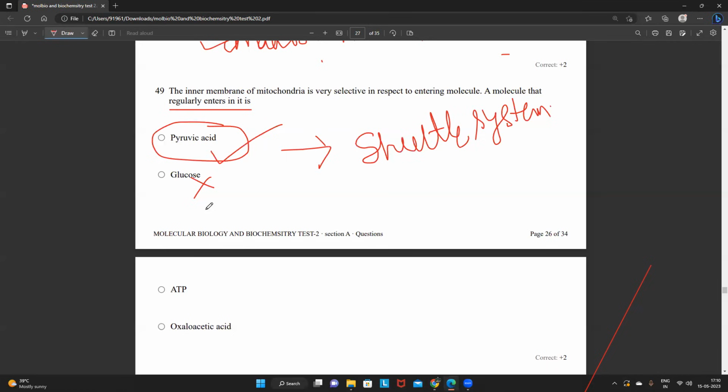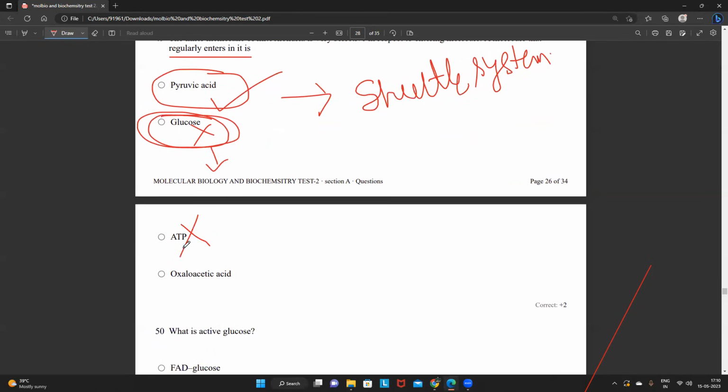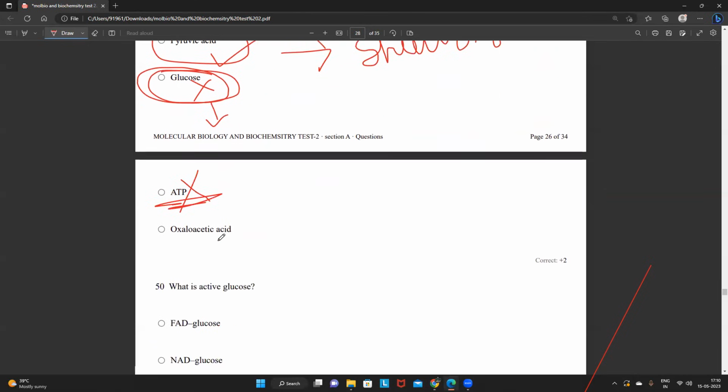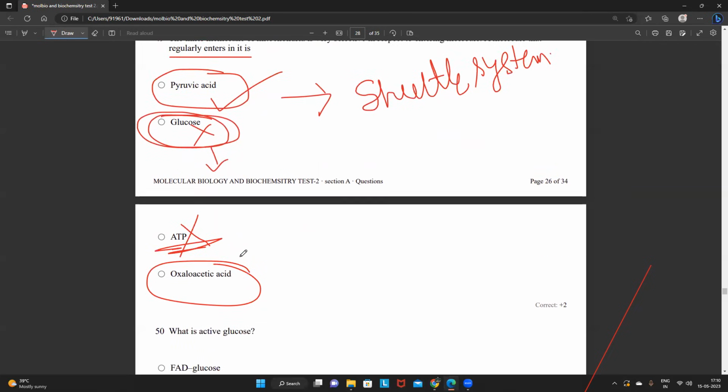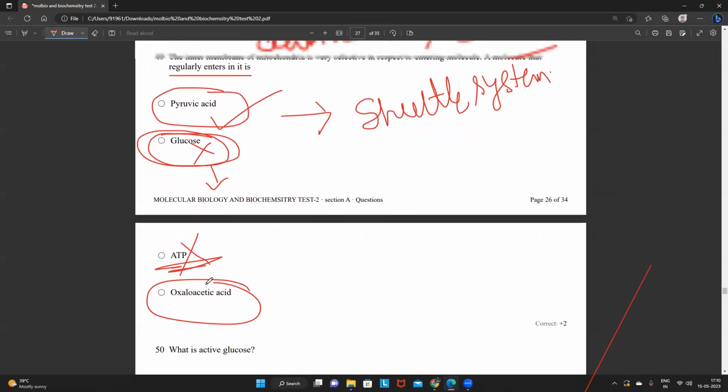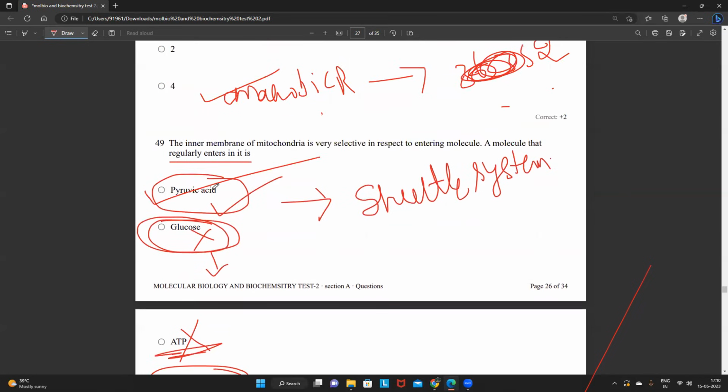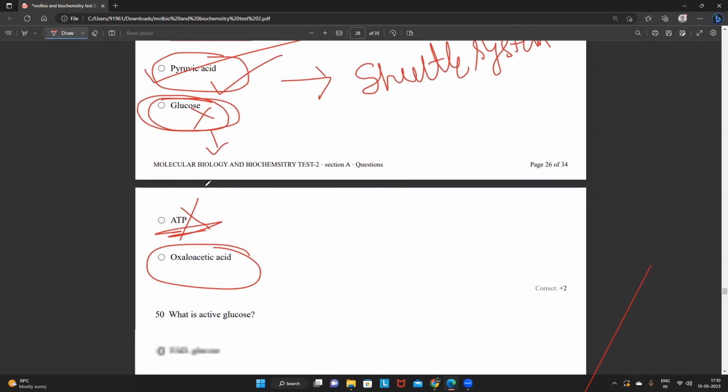Glucose never enters. Glucose will follow facilitated diffusion sometimes, and sometimes it will show active transport. Anyway, ATP, because it has a phosphate group, never travels. Oxaloacetic acid can travel, but not directly. So the one that can directly enter is undoubtedly pyruvic acid. This is the right answer.